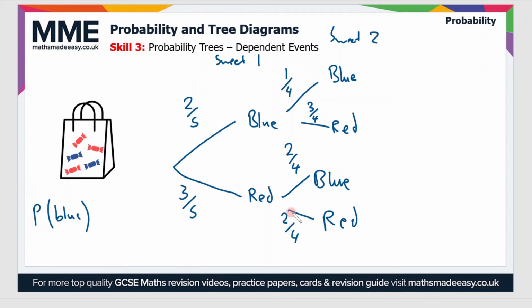Now I could have changed these probabilities to a half, because that's the same as 2 out of 4, but I think it's easier to visualise if you have 2 out of 4. So that's a perfectly fine way of leaving your probabilities there.